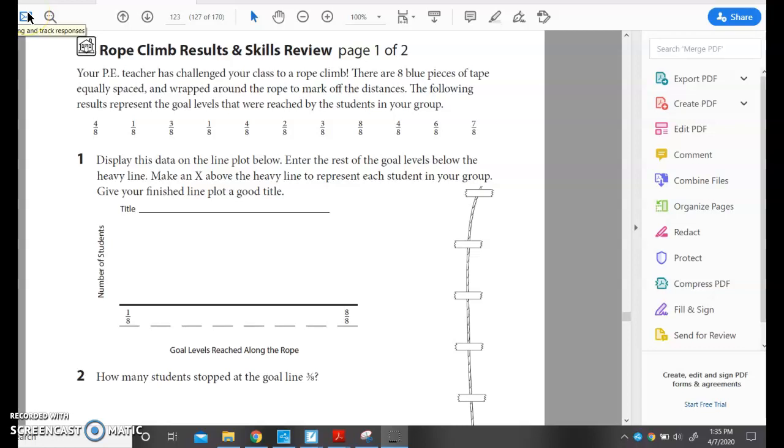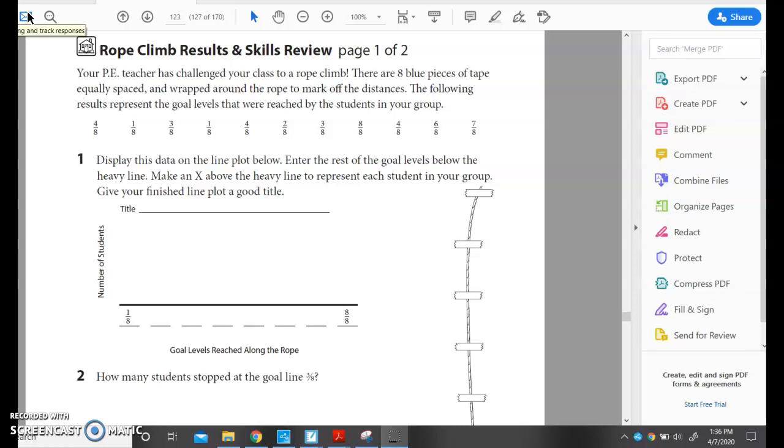All right, today's home connections assignment is page 123 and 124, obviously in your home connections book. Okay, you're going to be working with fractions, and this is going to be a skills review. The skills review part is nothing that we haven't gone over, and today you're going to be working with a line plot, which is what we did in our lesson. So refer back to our lesson if you need any clarification.